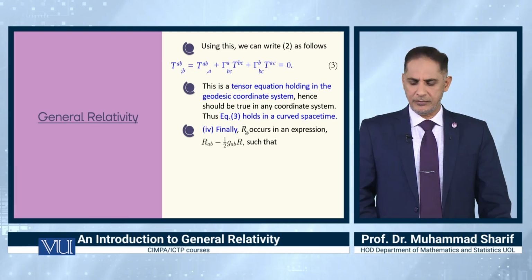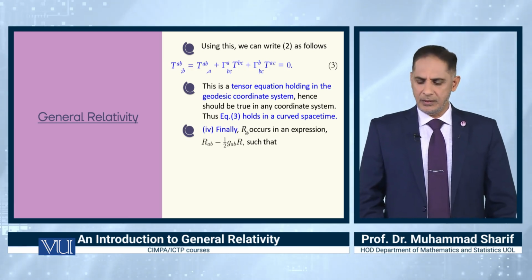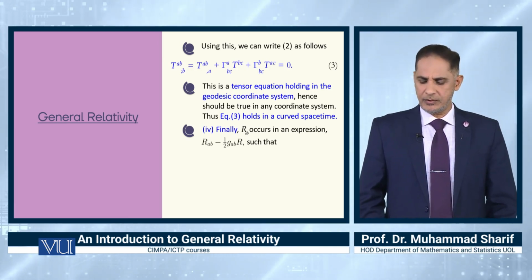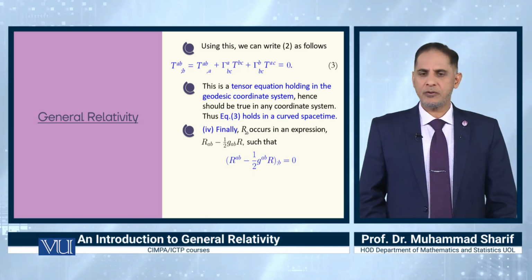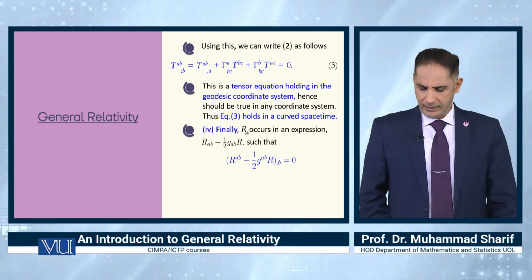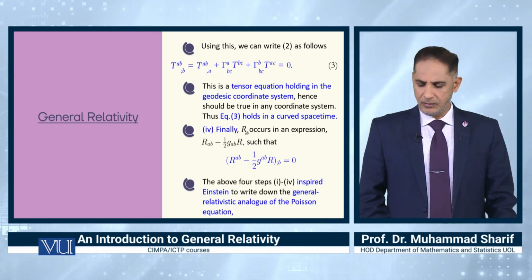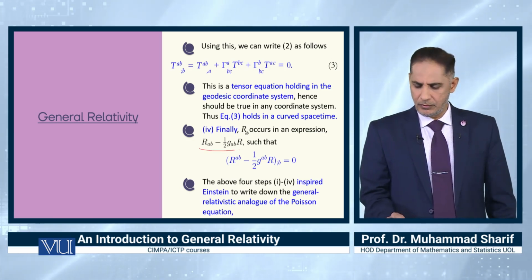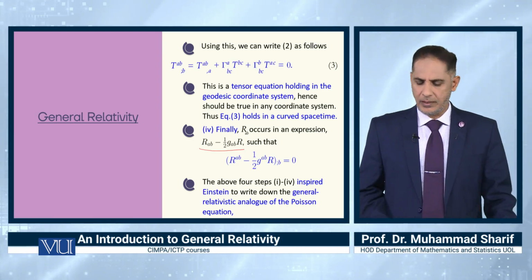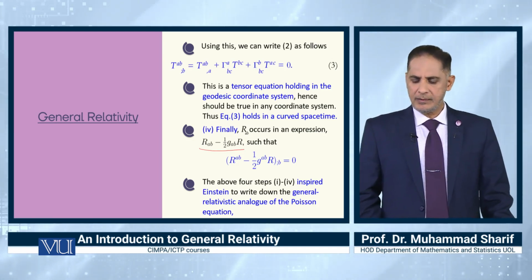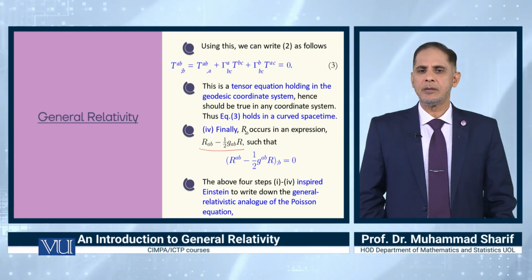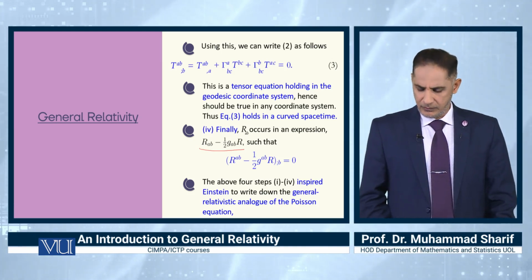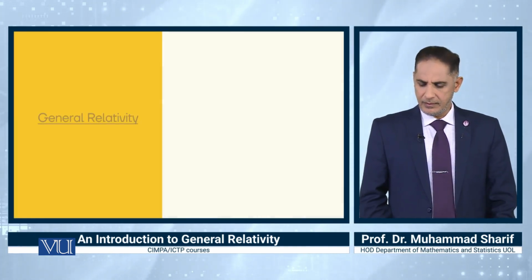Finally, the last step in the formulation of these equations is that the Ricci tensor R_AB must have the expression such that its covariant derivative is 0. And we know that this is equal to this, which is in fact the Einstein tensor. So, if we combine the 4 steps, this led Einstein to write down his famous field equations as follows.